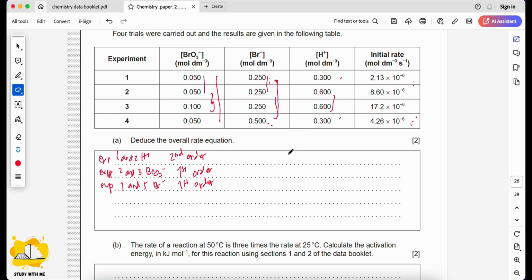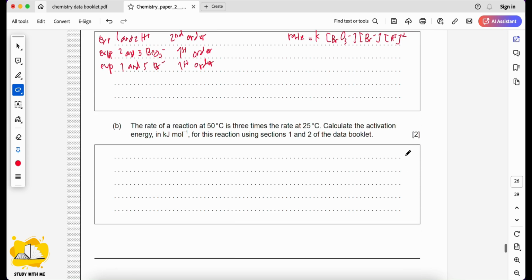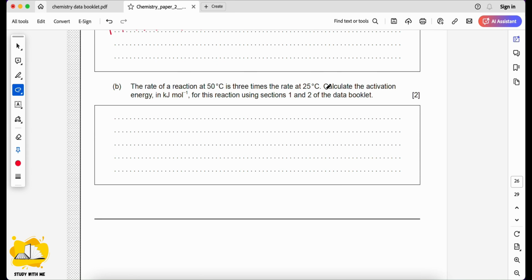So the rate will be k[BrO3-][Br-][H+] squared. The rate of a reaction at 50 degrees Celsius is 3 times the rate at 25 degrees Celsius. Calculate the activation energy in kilojoules per mole for this reaction using sections 1 and 2 of the data booklet.